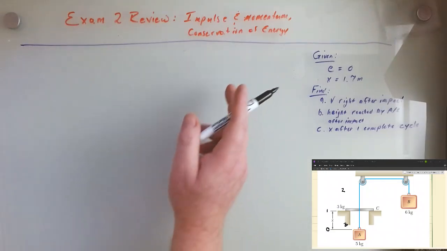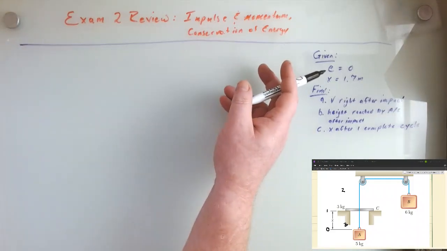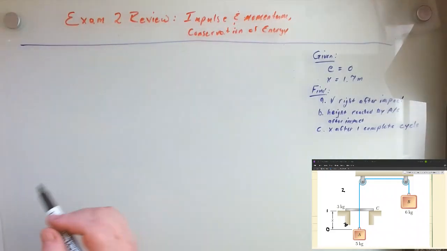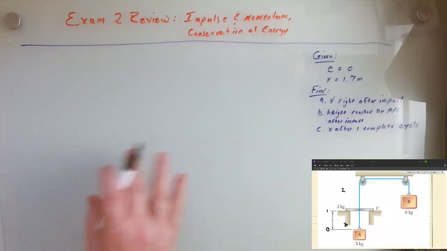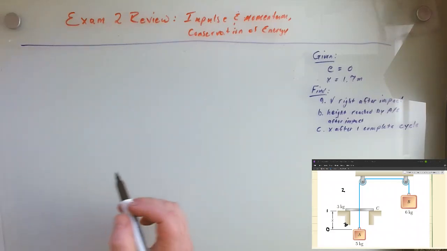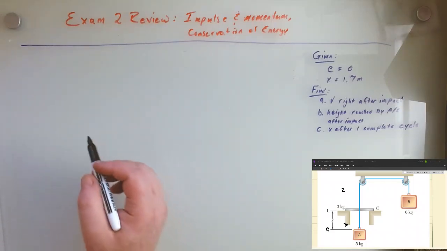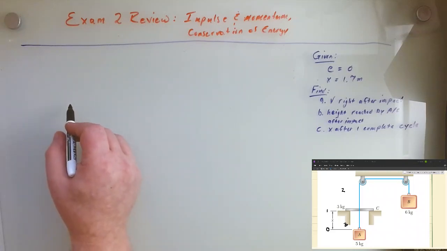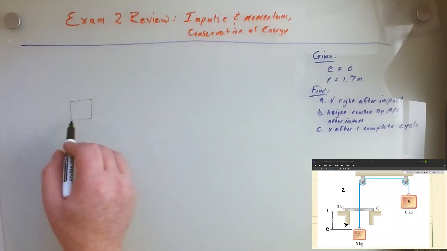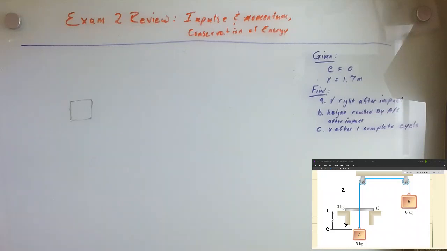So again, the given coefficient of restitution is 0. X is 1.7, so that is how high up A has to go in order to get there. And most of this is done with the conservation of energy. So if we draw A and B in their home positions, let me find a better pen here.